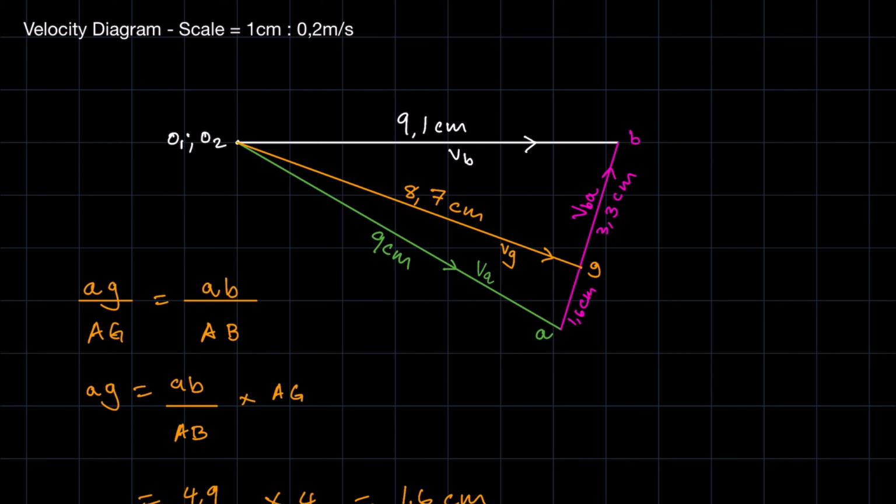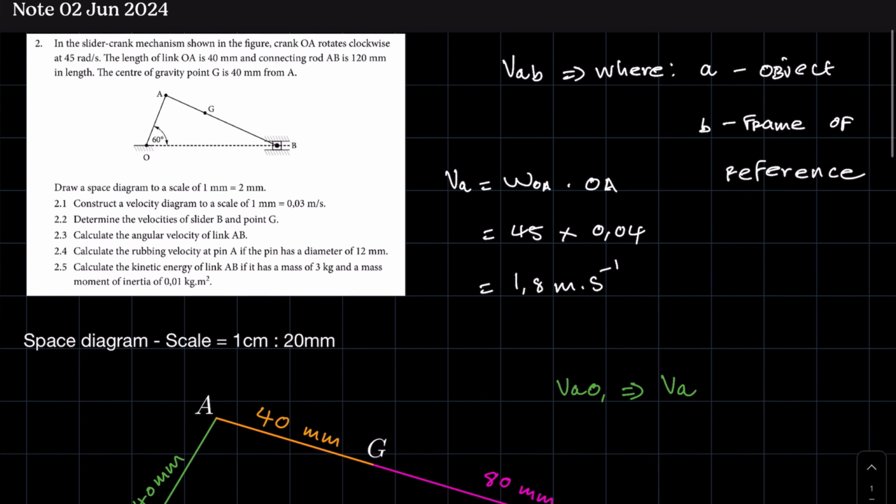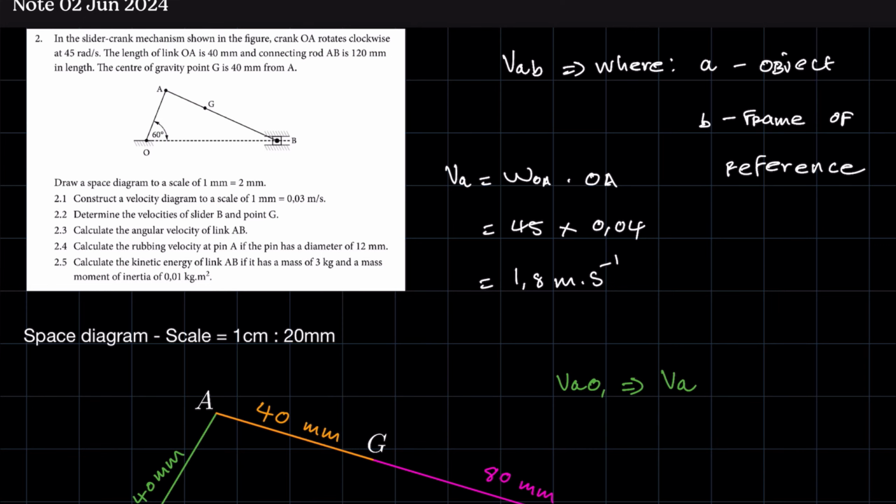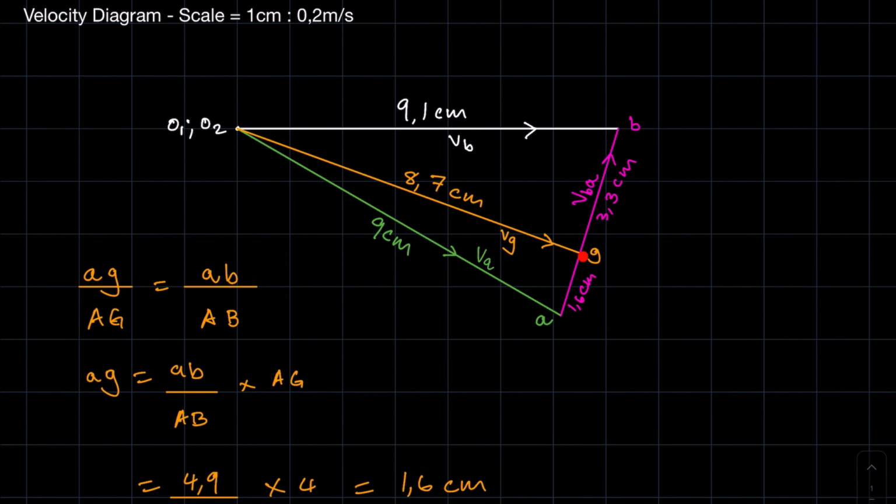If they ask you to calculate the velocities of slider B and point G, the velocity of point G will be the absolute velocity of point G, which you get by drawing a line from the fixed point to where you have point G. So for VB, take the measurement 9,1 centimeters and use your scale, 9,1 times this will give you VB. For VG, you take this measurement and multiply it by 0,2 using your scale to get VG.